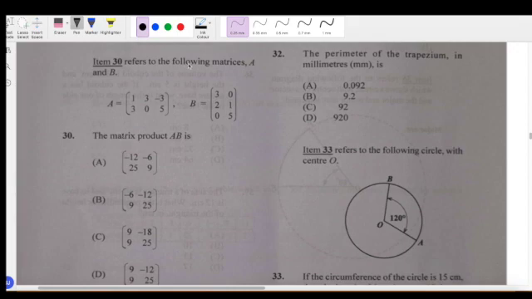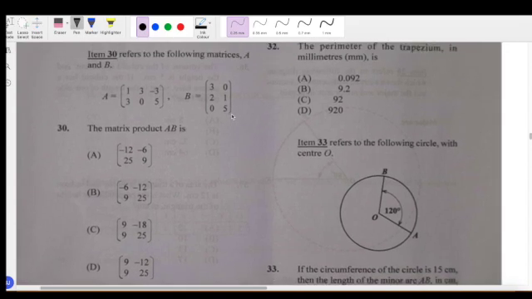Item 30 refers to the following matrices A and B. The matrix product of A and B is, well, matrix A is a 2 by 3 and matrix B is a 3 by 2. So yes, they are multipliable. So the first row by the first column will give me the AB, which is 1 times 3 is 3 plus 3 times 2 is 6 plus negative 3 times 0 is 0. Right? So I have that.